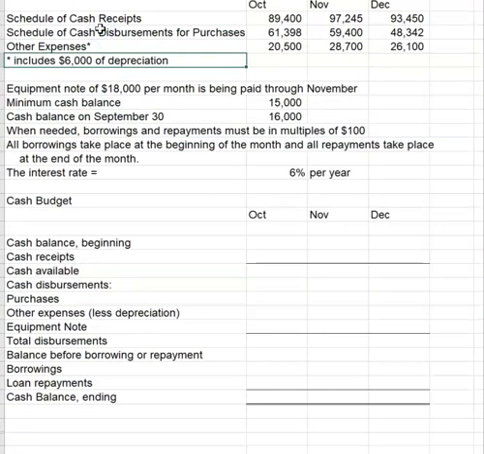Okay, so let's go over the cash budget. In order to do the cash budget, we need the cash receipts, so the schedule of cash receipts. We need to know the cash disbursements for purchases from the schedule of cash disbursements for purchases. Other expenses from our other budgets, so this would be our selling, general, and administrative expenses.